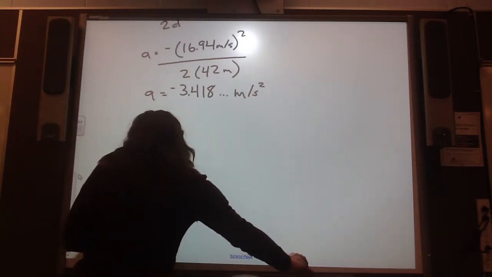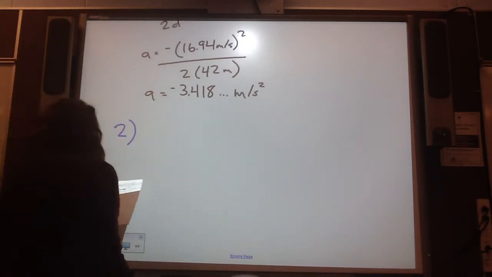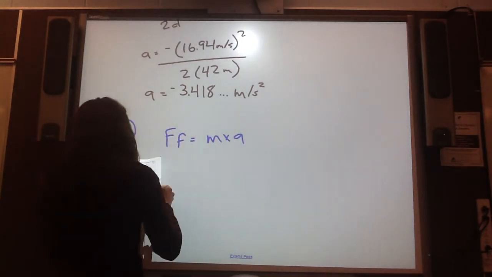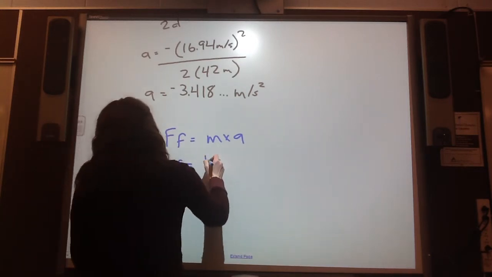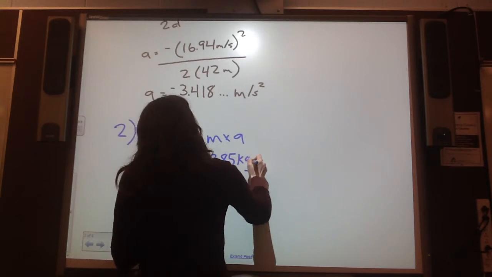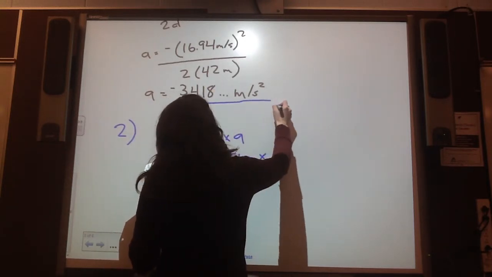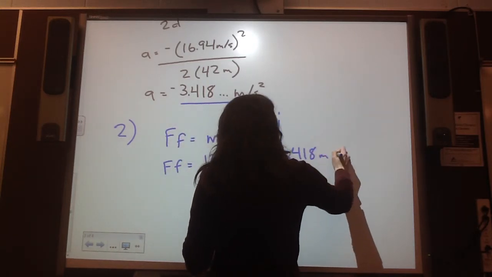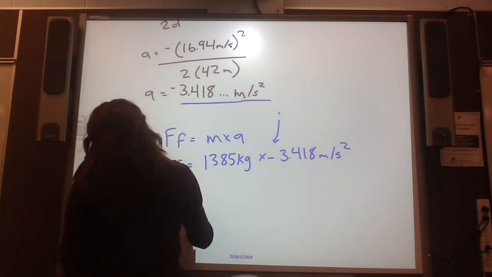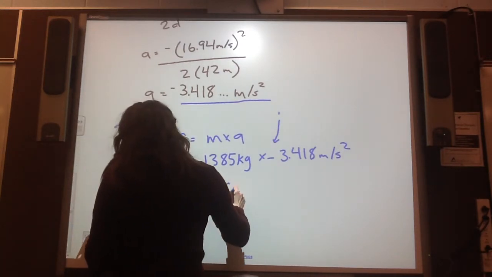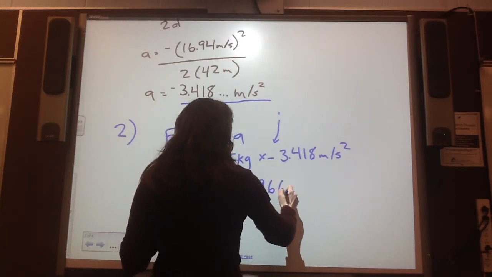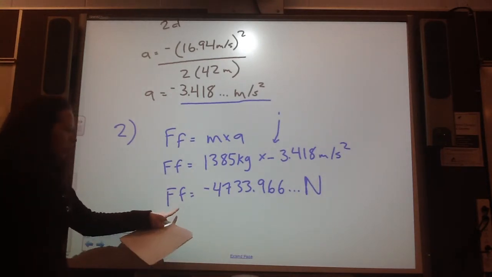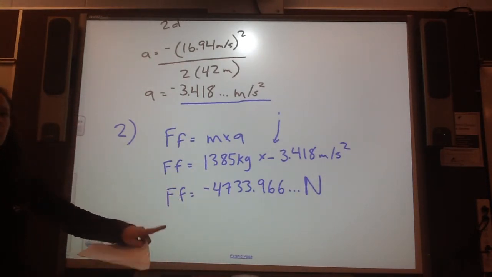Okay? So now, step 2. We said that Ff is equal to m times a. So Ff is equal to 1685 kilograms multiplied by the a that I just found, negative 3.418 meters per second squared. So then Ff is equal to negative 4733.966, etc. newtons. Notice again, this is negative, which makes sense because the force of friction is acting in opposition to the motion.